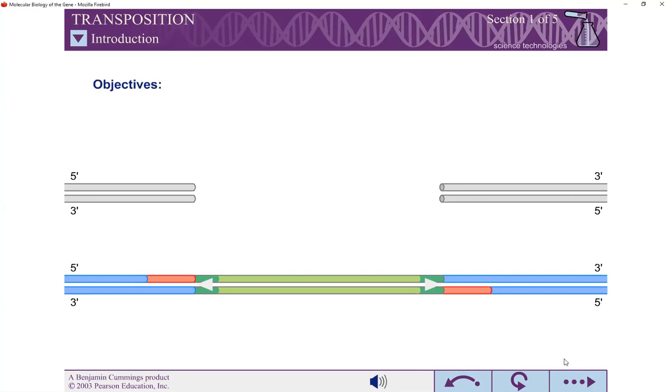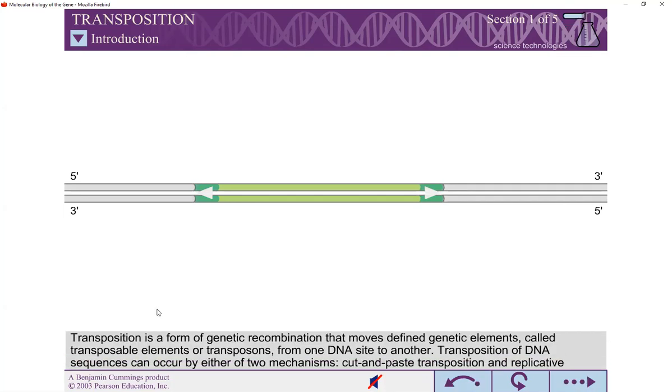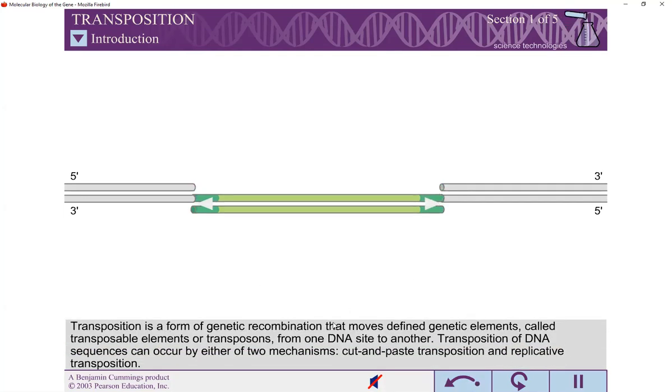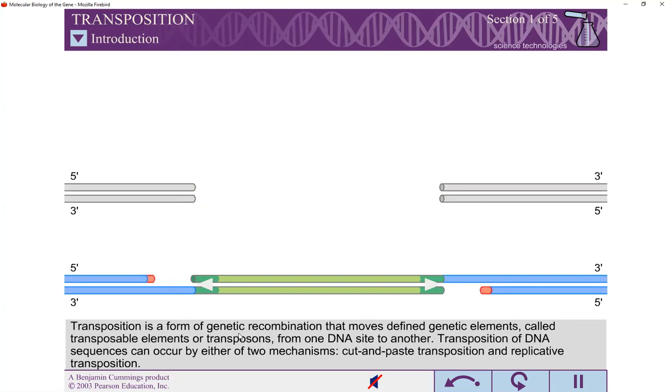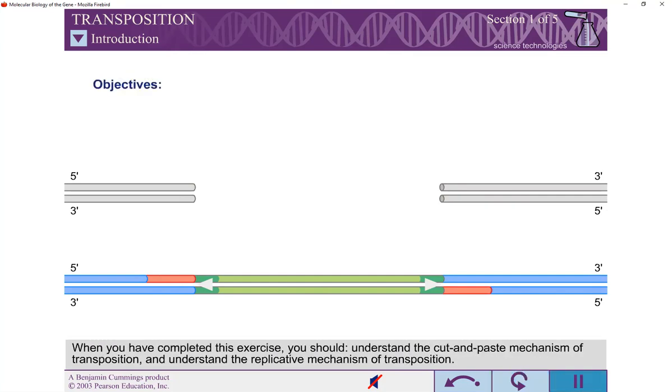So what do you mean by transposition? Transposition is just a process. It is a process of genetic recombination, which allows the movement of the genetic material called transposable elements or transposons from one DNA sequence to another. There are two methods of transposition that we are going to discuss. One is called the cut and paste transposition, the classical method of transposition, and another one is referred to as the copy and paste method of transposition. When you have completed this exercise, there are the following objectives that have to be seen.